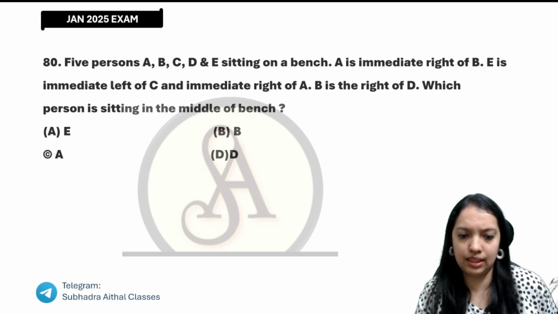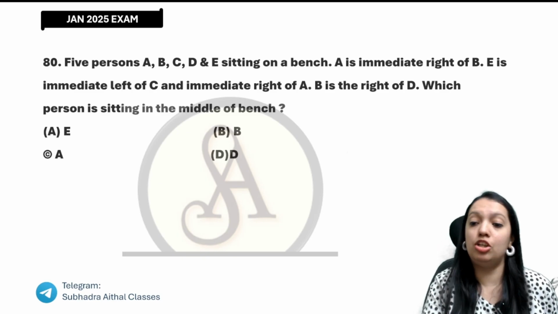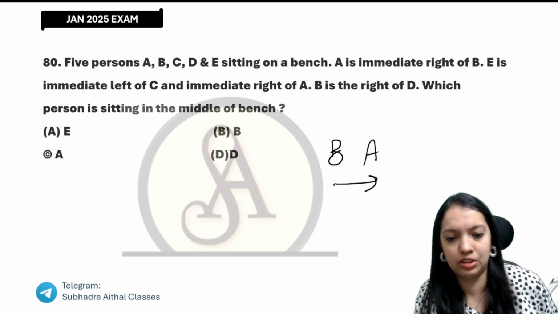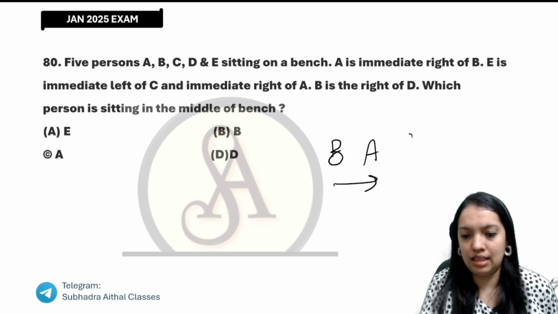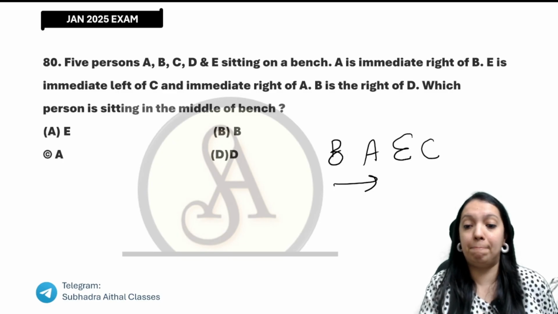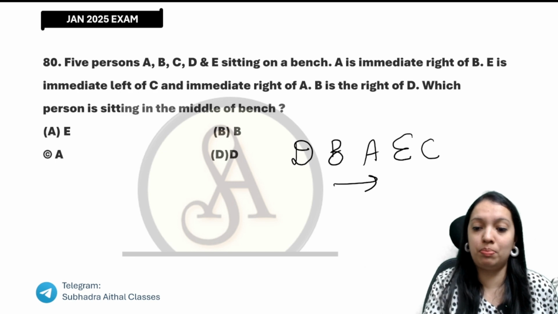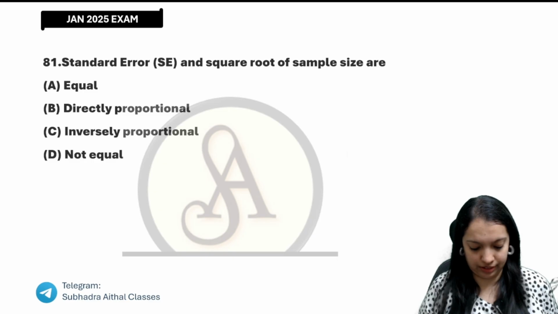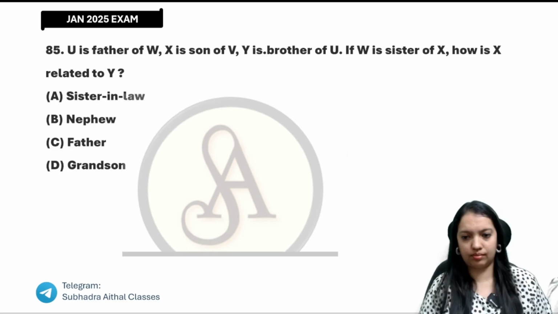Next, 5 persons A, B, C, D, E are sitting on a bench. A is to the immediate right side of B. E is to the immediate left side of C and right side of A. B is to the right side of D. Which person is sitting in the middle? Option C.